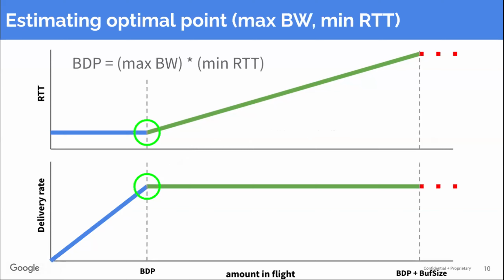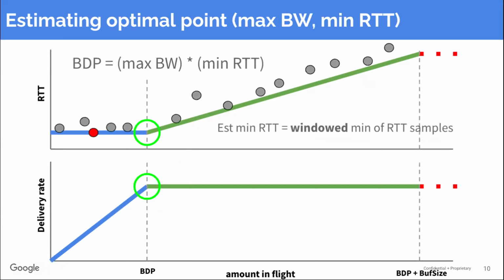So how could we estimate that optimal point for operating your flow? Well, the bandwidth delay product is the maximum bandwidth that's achievable times the minimum round trip time of the path. How can we estimate those? One way to estimate the minimum round trip time is to take all of the recent RTT samples that we've measured and use a windowed minimum of those samples.